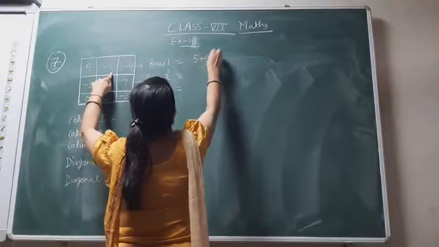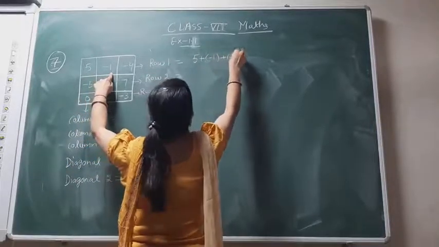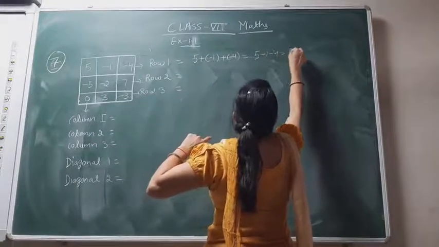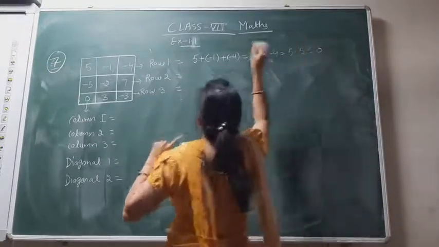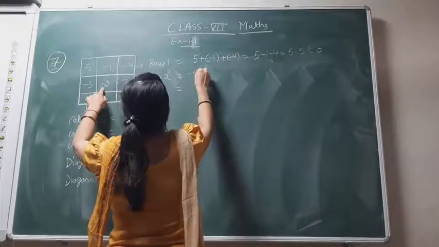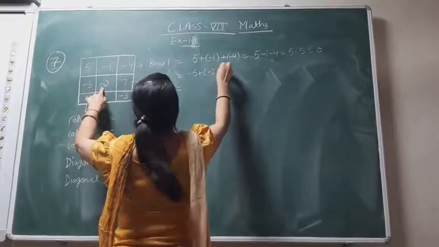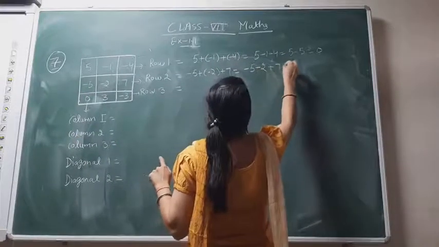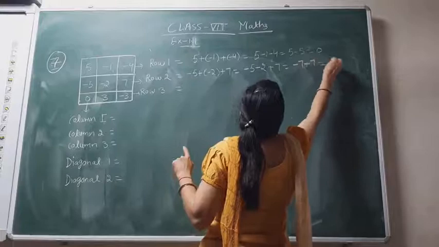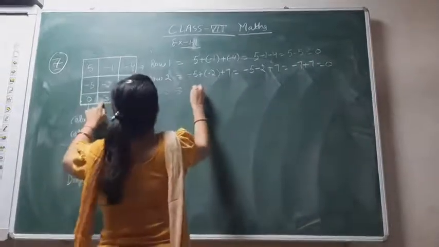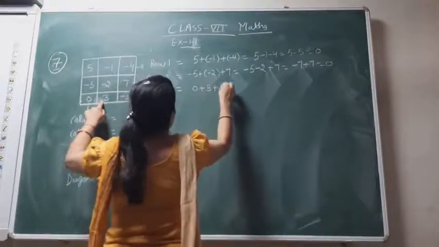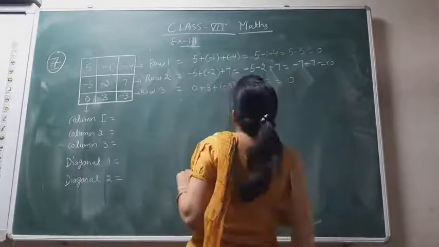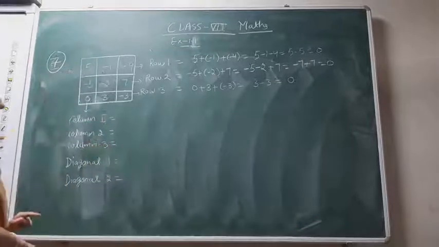5 plus minus 1 plus minus 4. It becomes 5 minus 1 minus 4. 5 minus 5, it is 0. Next is minus 5 plus minus 2 plus 7. It is minus 5 minus 2 plus 7. Minus 7 plus 7 is equal to 0. Next is 0 plus 3 minus 3. It is 3 minus 3, it is 0. So all the rows have 0 sum.